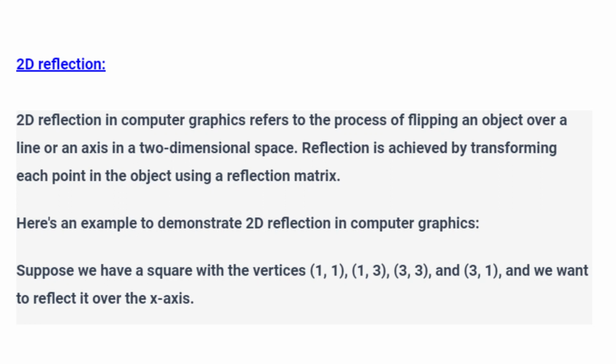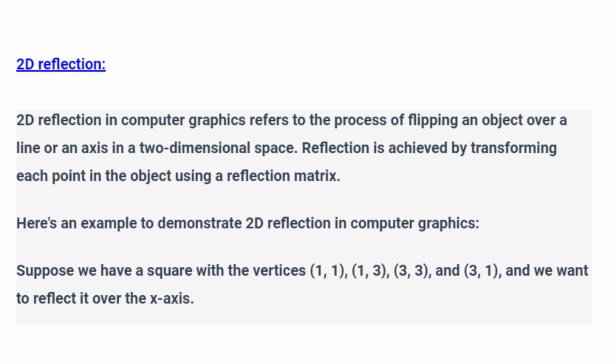2D reflection. 2D reflection in computer graphics refers to the process of flipping an object over a line or an axis in a two-dimensional space. Reflection is achieved by transforming each point in the object using a reflection matrix.